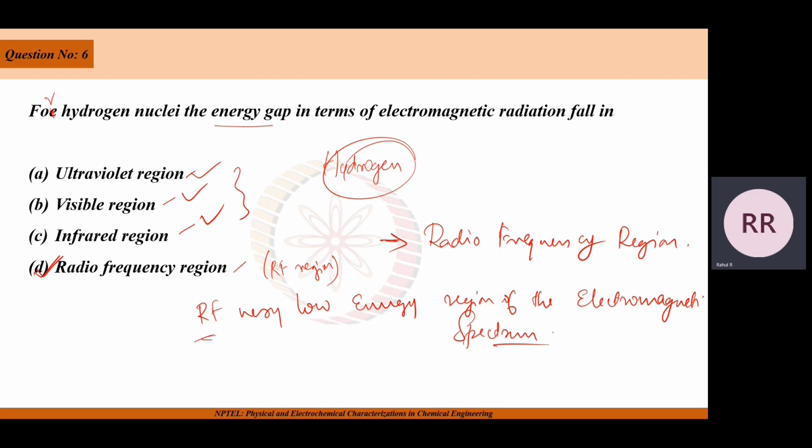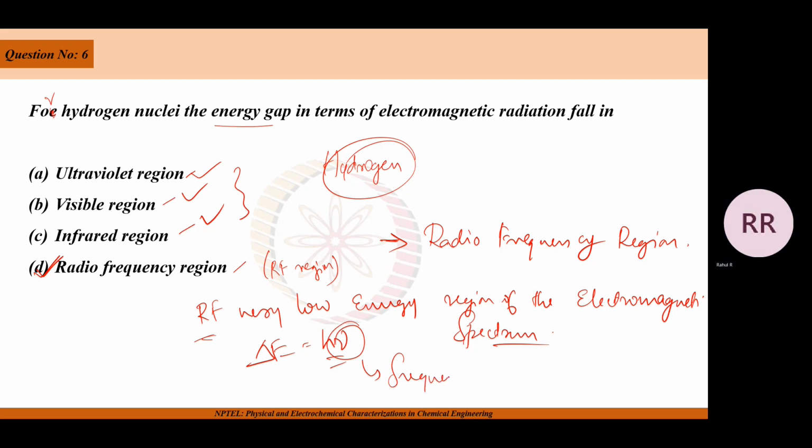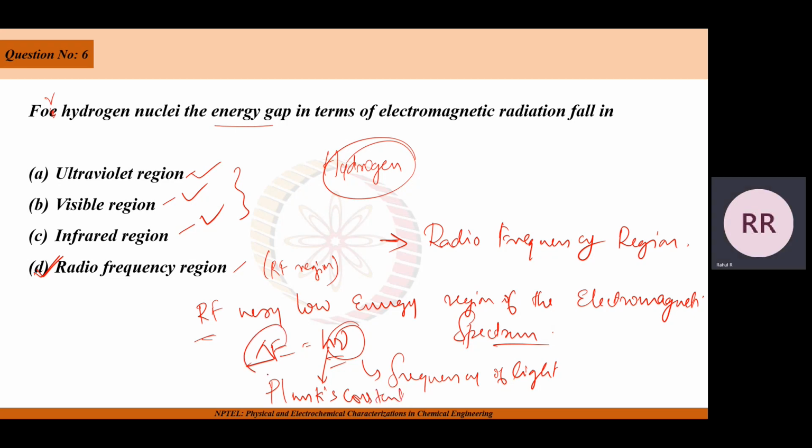while this NMR process is a very low energy, which we can call some delta E, which can be related to an electromagnetic wave as h nu, where nu stands for the frequency of light, and h is the Planck's constant. So this energy, which actually comes out in the form of an electromagnetic spectrum, falls in the region of RF. So the answer to this question is RF region, which is the radio frequency region.